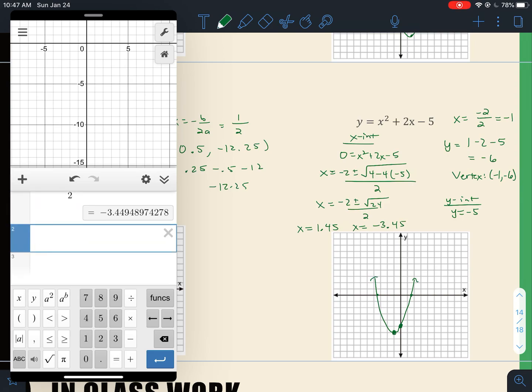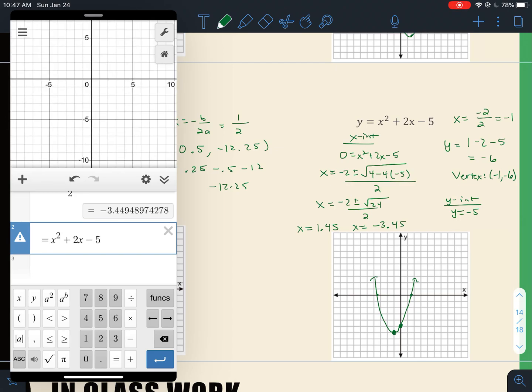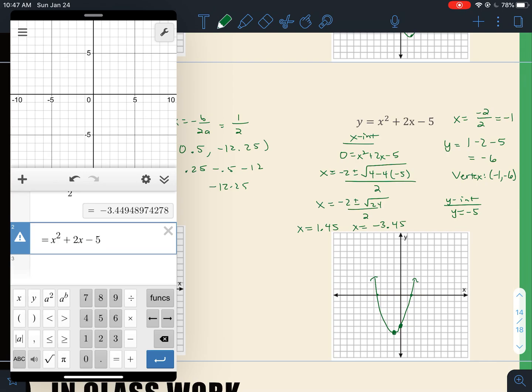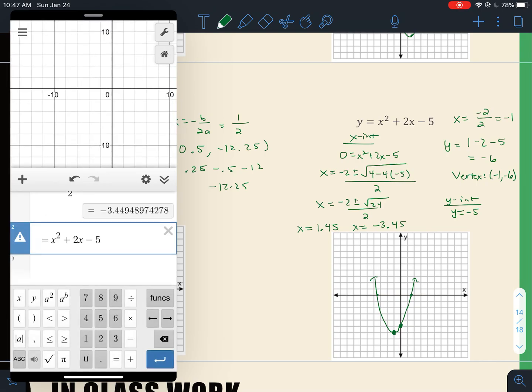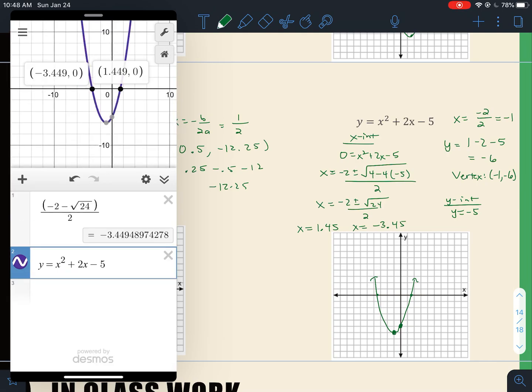So let's graph that. Y equals x squared plus 2x minus 5. And so we have our x-intercepts at negative 3.45, 1.45, y-intercept at negative 5, and my vertex at negative 1, negative 6.